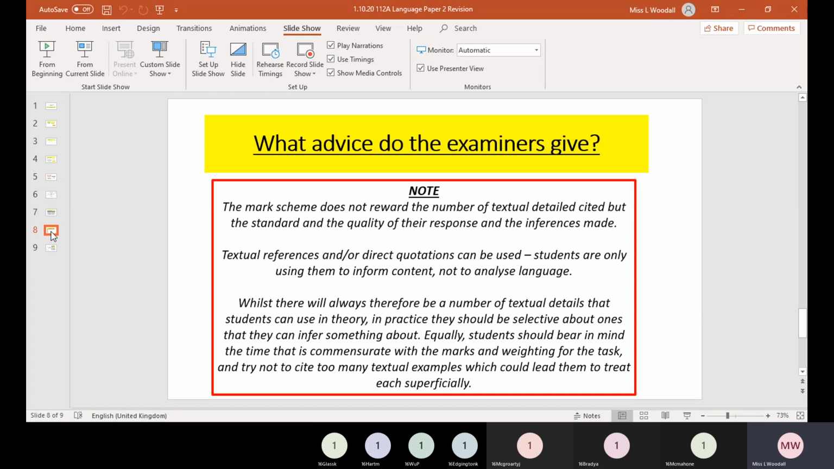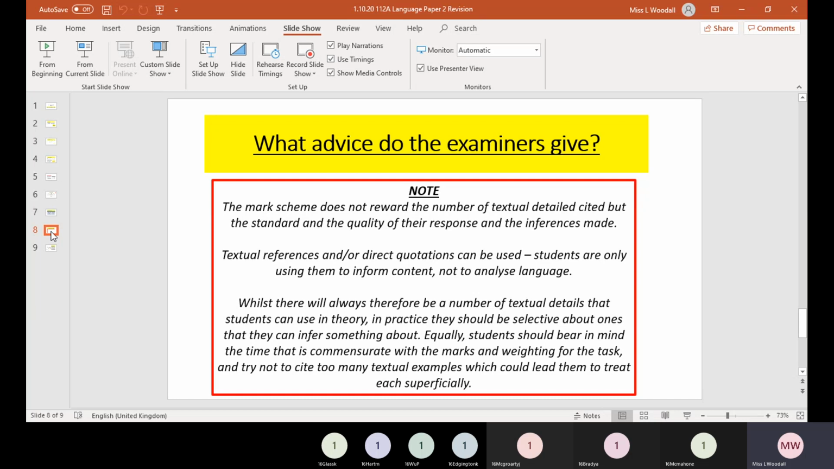Whilst there will always therefore be a number of textual details that students can use in theory, in practice they should be selective about ones that they can infer something about. Equally, students should bear in mind the time that is commensurate with the marks and weighting for the task, and try not to cite too many textual examples which could lead them to treat each superficially. So there's a few key things that you need to take from that.